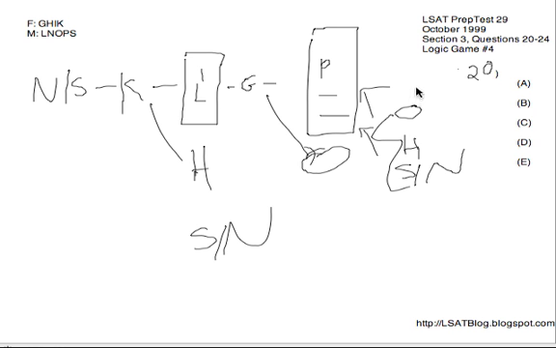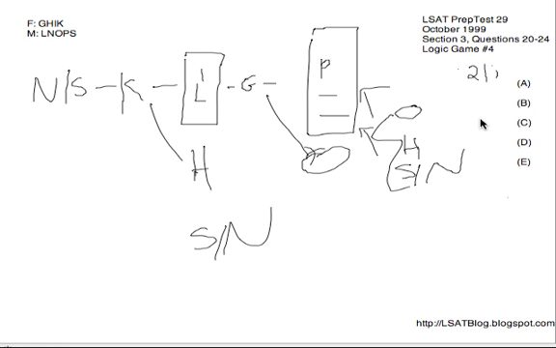So question number 20, who could be the first person going? Who could be in the first class? Well, it's got to be either N or S because every single other variable has to go after that. So because N is not a choice but S is, S, choice E, is our answer for number 20.